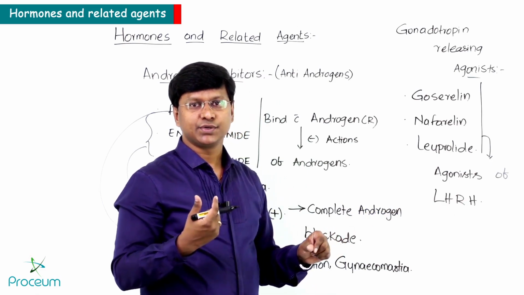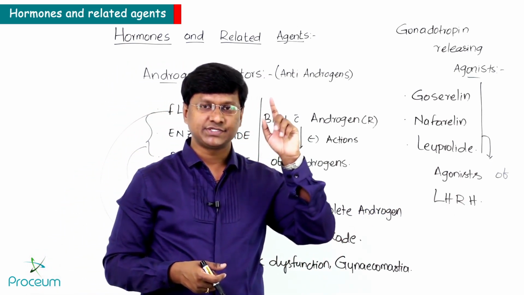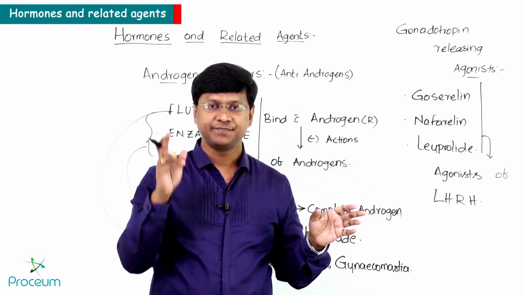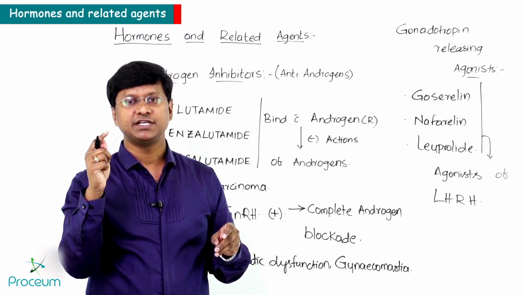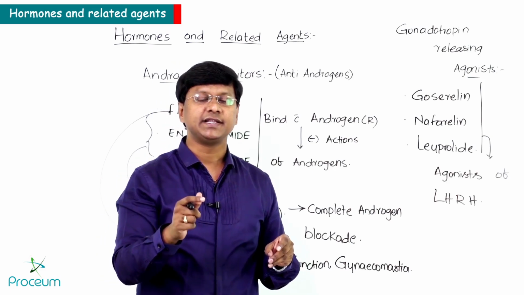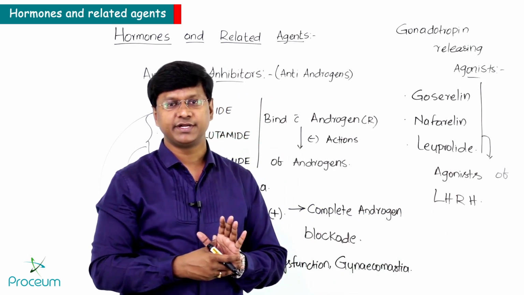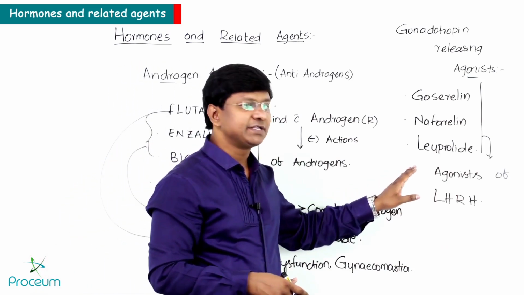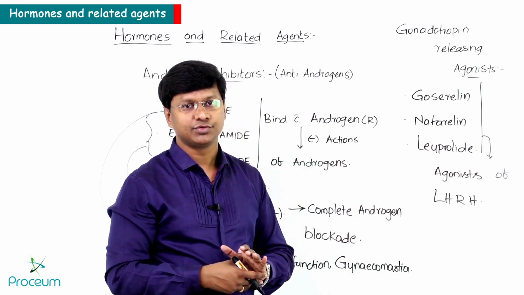If you take the gonadotropin releasing hormone, that is GnRH, in normal physiology it is released from the hypothalamus, and that GnRH acts on the anterior pituitary. In response, the anterior pituitary will release luteinizing hormone as well as follicle stimulating hormone. And these particular drugs are mainly the agonists of luteinizing hormone releasing hormone.